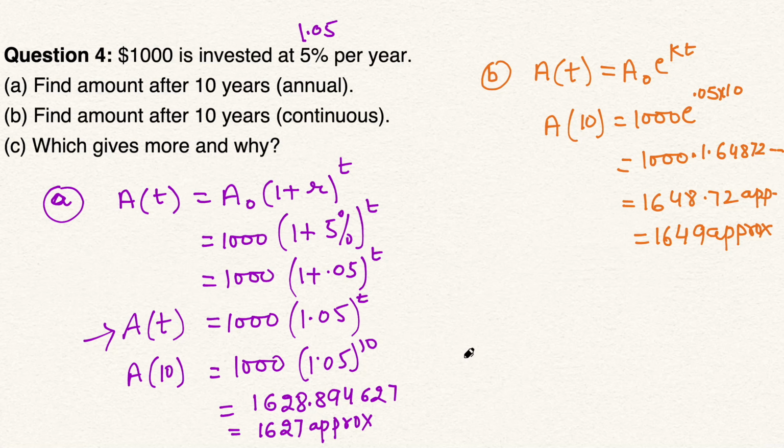Now see, the investment amount is the same. The rate of interest is again the same. But if you are getting it annually versus if it is continuous, then you are getting about $20 more than the first case. So if you invest somewhere, if it is continuous, it is beneficial.